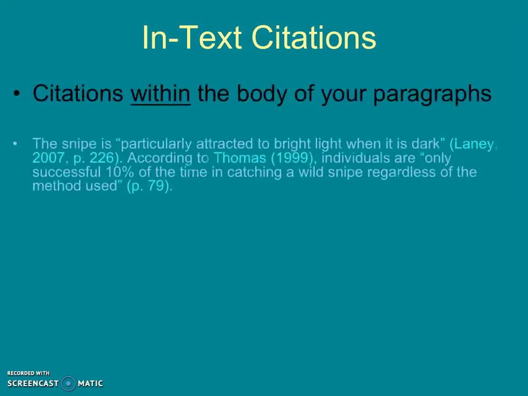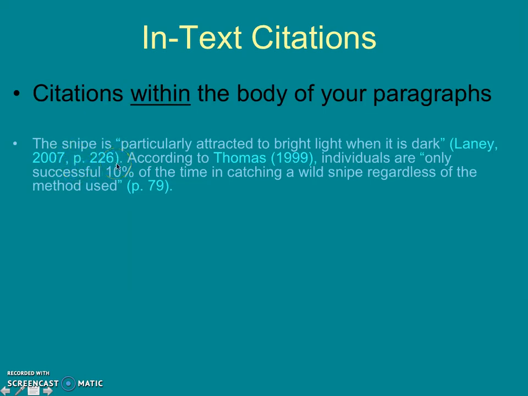Now I'm going to show you how it looks when you add in quotations. So notice here, the first sentence, the snipe is, here's the quote, "particularly attracted to bright light when it's dark." End of quote. And this is from the author's last name, comma, the year 2007, comma, P period, and then 226. So this is the page number. P period is how APA says you discuss page number. This is all in parentheses.